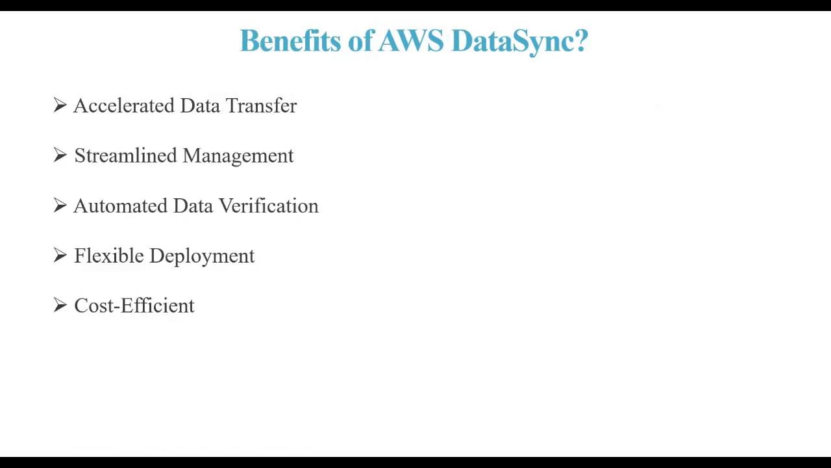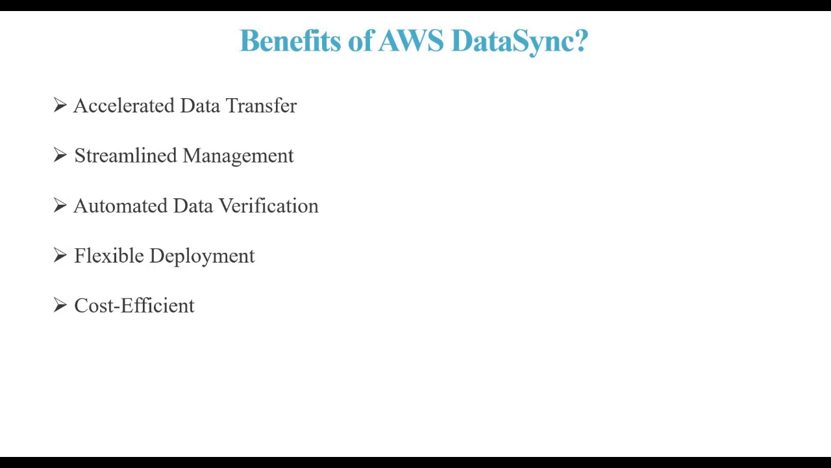And let's move to the benefits of AWS DataSync. The main benefits are accelerated data transfer, streamlined management, automated data verification, flexible deployment, and cost efficiency. Accelerated data transfer: DataSync enables data transfer that is up to 10 times quicker than traditional methods like command line tools or scripts. Streamlined management.